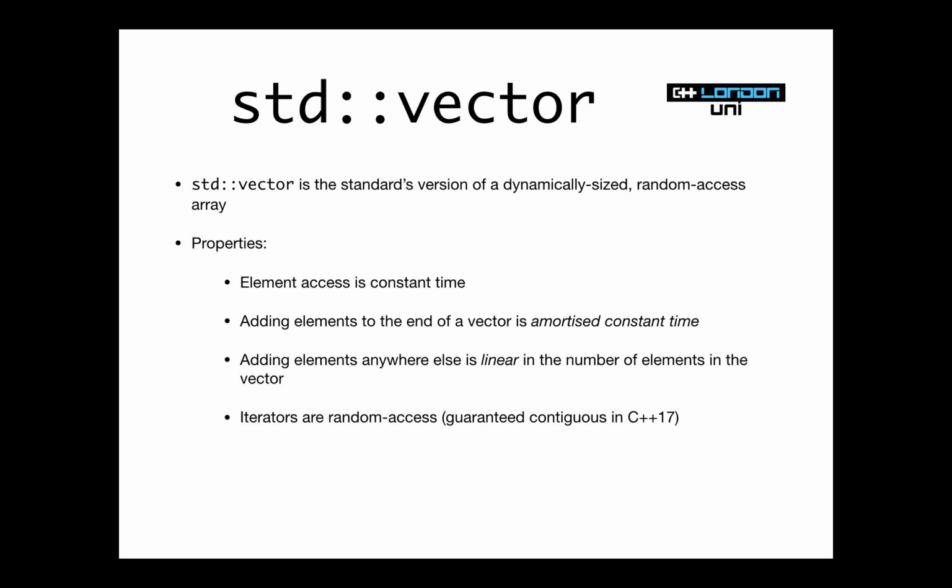So we already said iterators are random access. In fact, in C++17, they're guaranteed to be contiguous. They were always contiguous, but now it's actually guaranteed. Standard vector should be your default go-to container for pretty much everything you do. Have I mentioned that I really like standard vector? I don't think I've mentioned it enough. When in doubt, use vector.